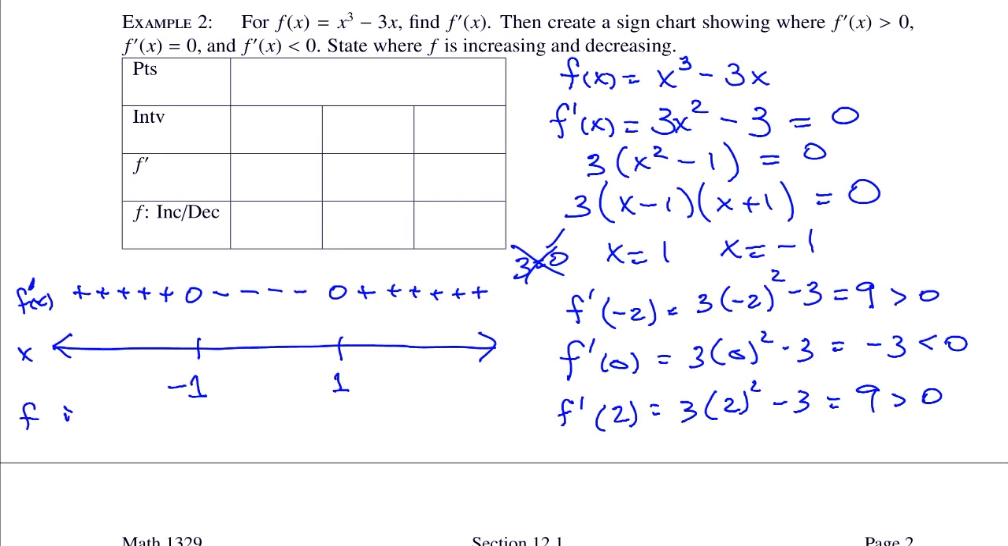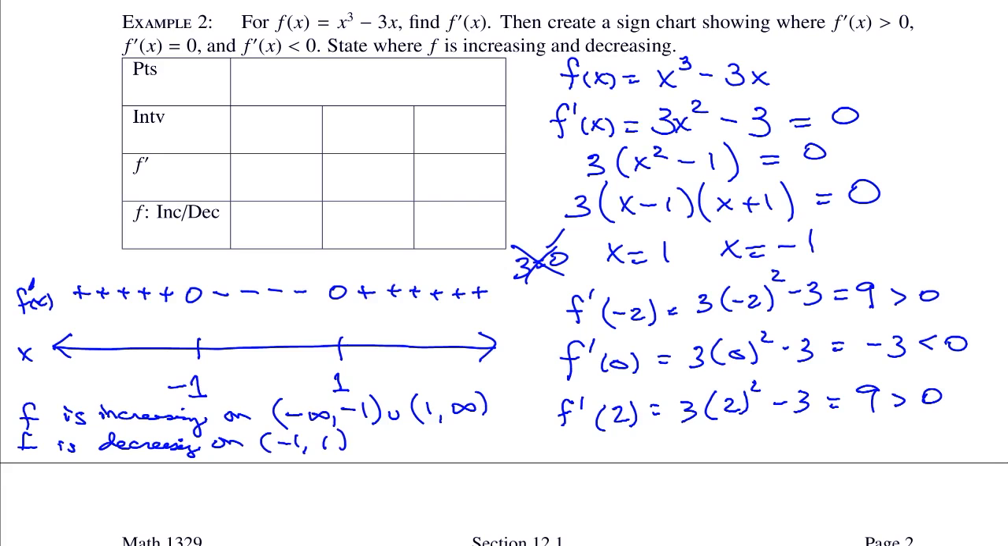F is increasing on, and then you pick up the intervals where the first derivative is positive. So that is -infinity to -1, union 1 to infinity. And then f is decreasing on -1 to 1, because from -1 to 1, that's where the first derivative is negative.